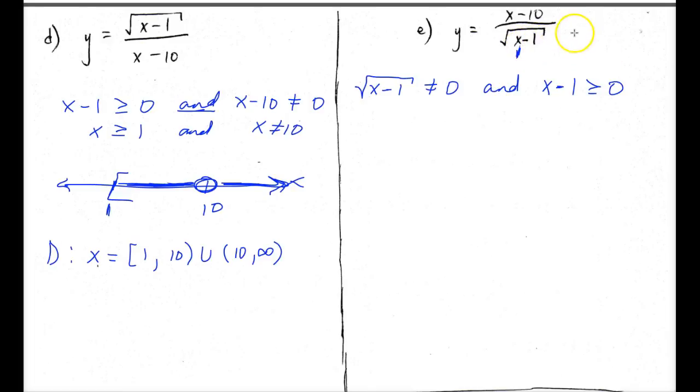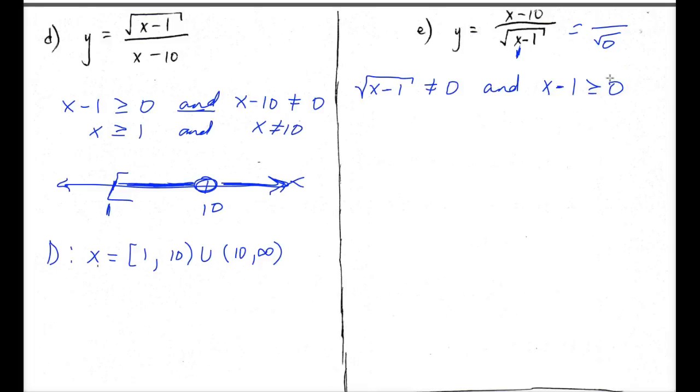Because, of course, if we plugged in 1 here, we're going to get something divided by the square root of 0, which is just 0. And we know we can't have 0 in the denominator. So we know having 1 being a value of x in our domain is out.